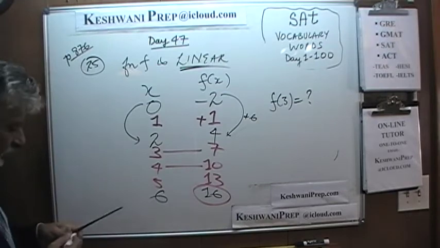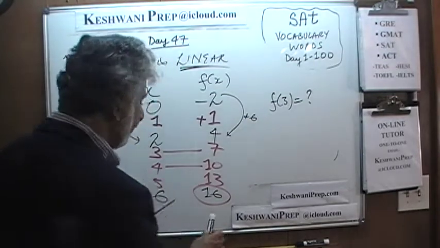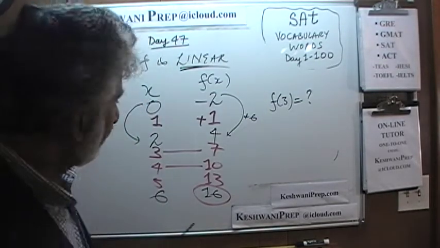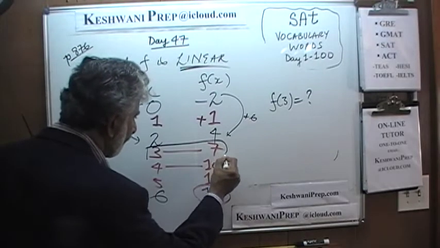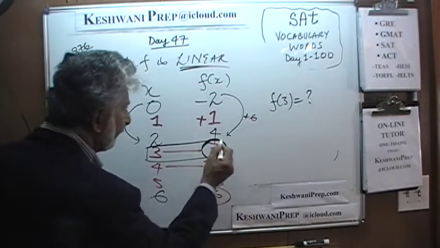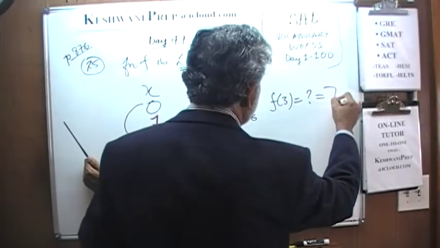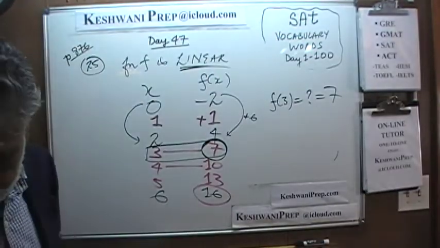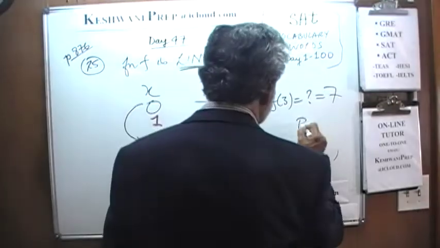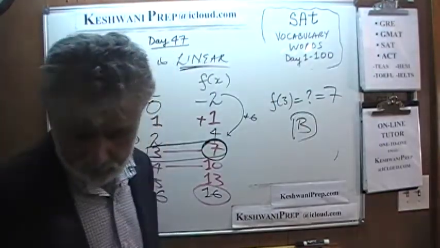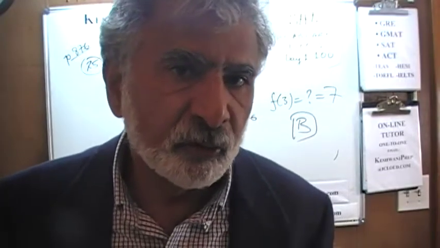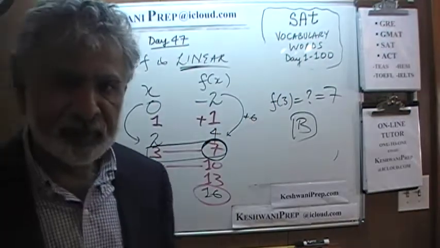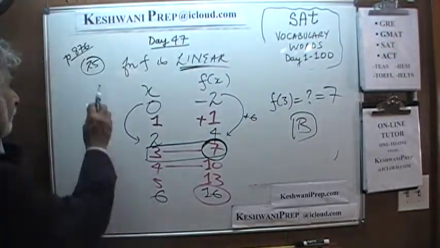We are not interested in any of this. We are simply interested in the value of the function when x is equal to 3, which is right here. When x is equal to 3, the value of the function is 7. The value of the function is 7, and that is answer choice B, because the slope is 3. It goes up by 3 units each time.